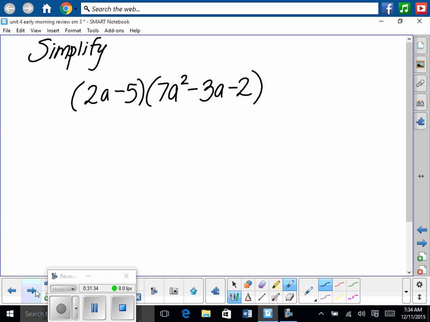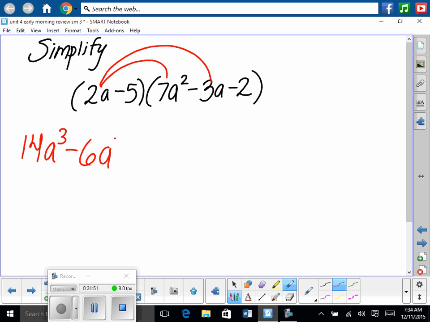Okay, also in simplify, something like this. These ones are being multiplied. They're right next to each other, so we are multiplying. So we're going to double distribute, combine like terms. So careful on these. 2a times 7a squared is 14a cubed. 2a times negative 3a, negative 6a squared. These just have a lot of room for error because there's a lot of multiplying of exponents and stuff, and when you multiply the same base, you add your exponents. You just got to be really careful. 2a times negative 2 is negative 4a. Negative 5 times 7a squared is negative 35a squared.